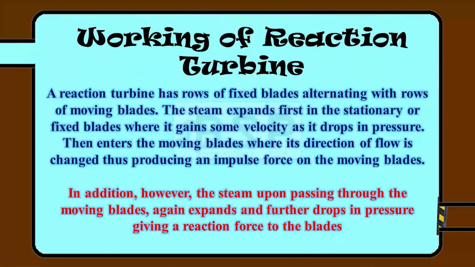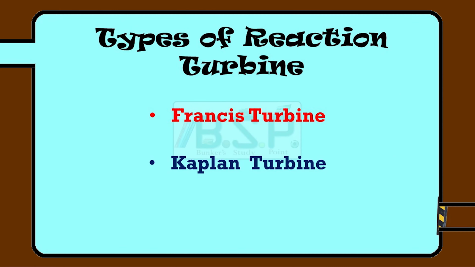A reaction turbine has rows of fixed blades alternating with rows of moving blades. The steam expands first in the stationary or fixed blades, where it gains some velocity as it drops in pressure. Then it enters the moving blades, where its direction of flow is changed, thus producing an impulse force on the moving blades. In addition, however, the steam upon passing through the moving blades again expands and further drops in pressure, giving a reaction force to the blades. The reaction turbine is of two types, Francis turbine and Kaplan turbine.